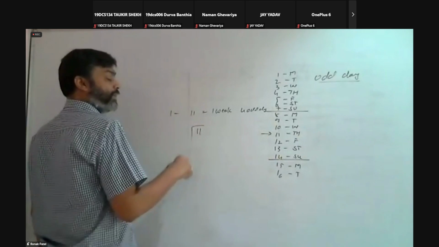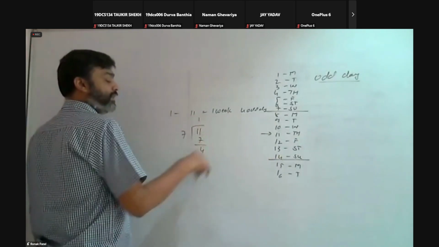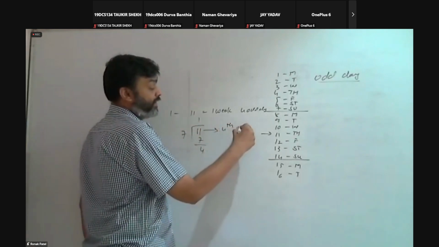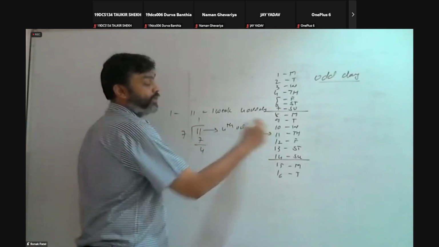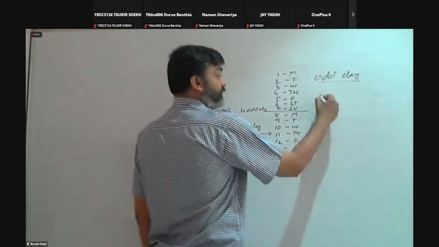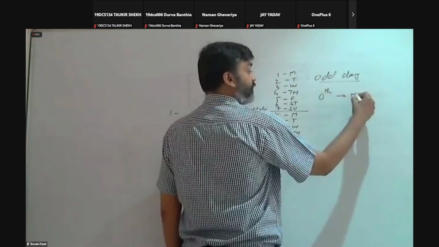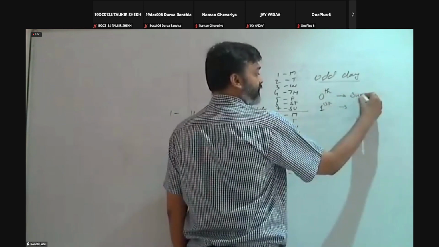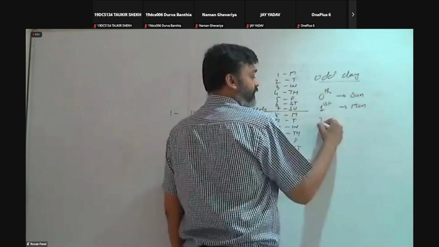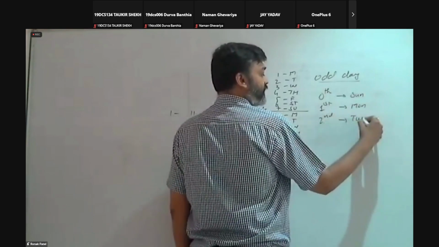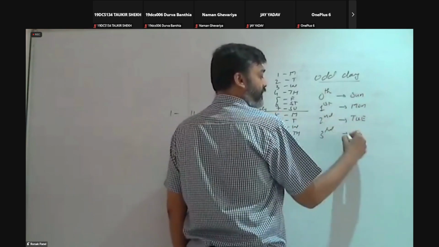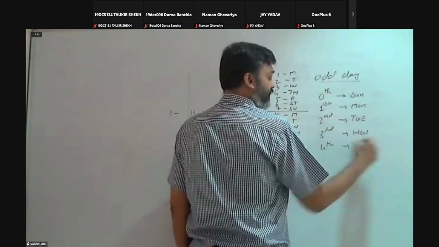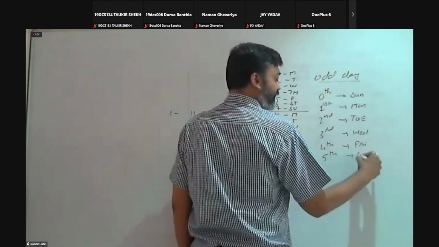So how do we find this? We take the group of days and divide by 7. So your 11 gives the fourth odd day. Now, what does the fourth odd day mean? The zeroth odd day is called Sunday. Sorry, very sorry. The first odd day is called Monday. The second odd day is called Tuesday. The third odd day is called Wednesday. The fourth odd day is called Thursday, sorry. The fifth is called Friday.